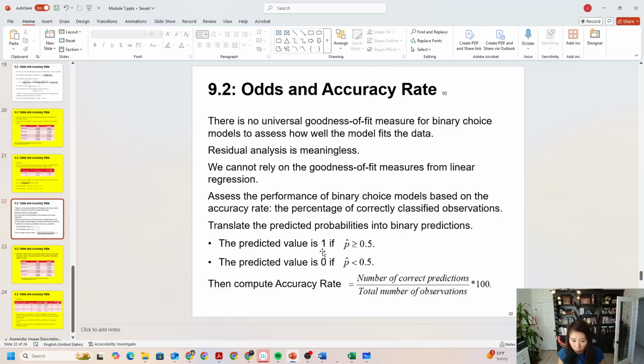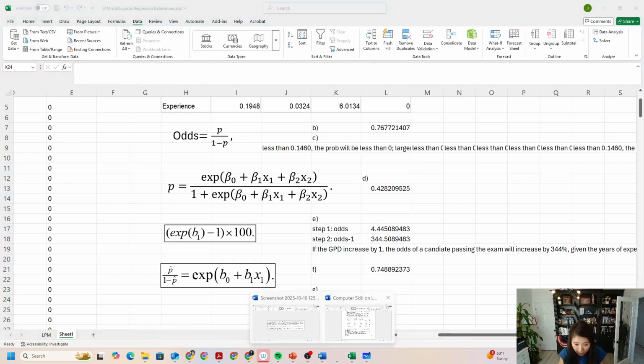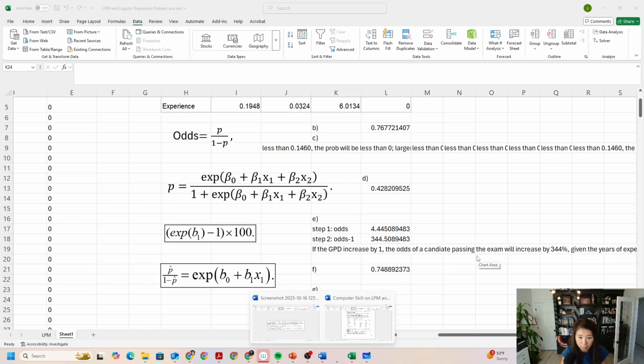Consider that the outcome didn't happen. After we do this 1 to 0 predicted value for the outcome we are looking for, we compare it with the actual result to determine how many of them are correctly predicted, and in total how many observations we have, to calculate the accuracy rate. So therefore, we apply this idea to solving this problem. Question number G. The question is asking about the accuracy for the logistic regression, so we don't need to worry about the linear probability model. If you're interested, you can still do it.